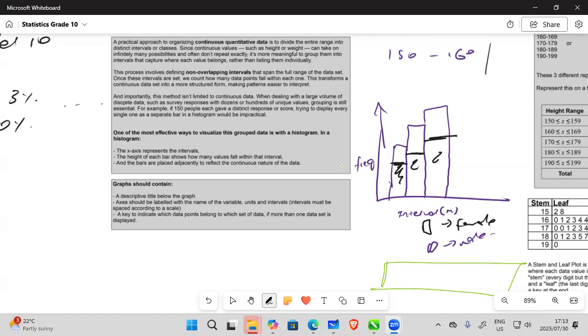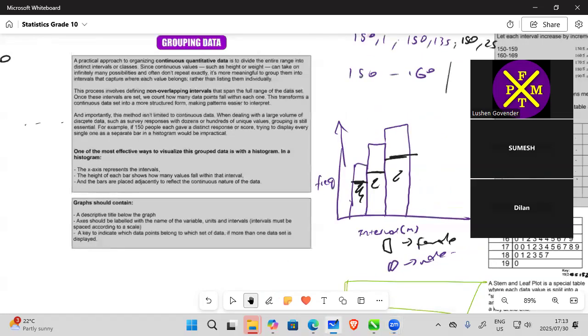Yes, and then each of these bars would represent something, right? So it will represent either heights or whatever. And then on the y-axis, we have the frequency. Any questions so far?